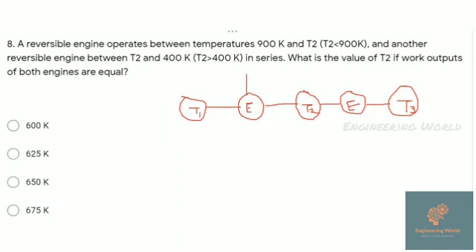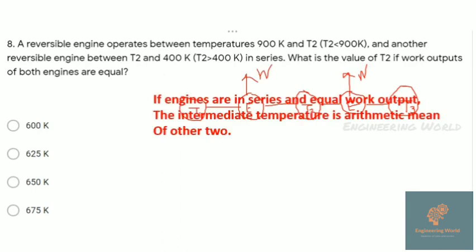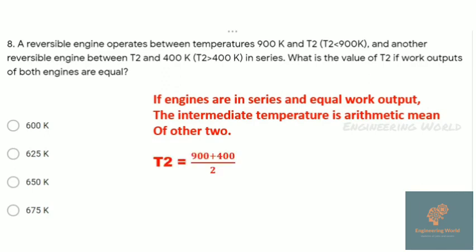that is T2 is equal to (T1 plus T3) divided by 2, that is 900 plus 400 divided by 2. So we get 650 Kelvin.